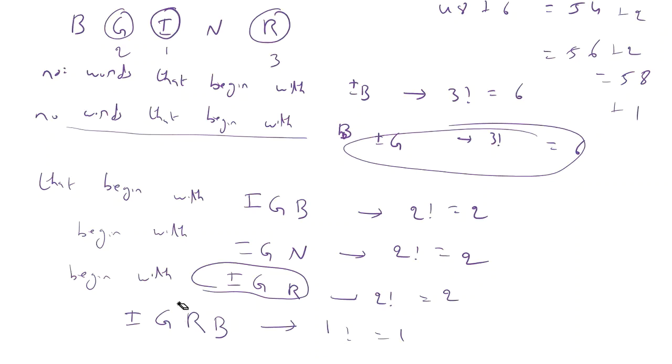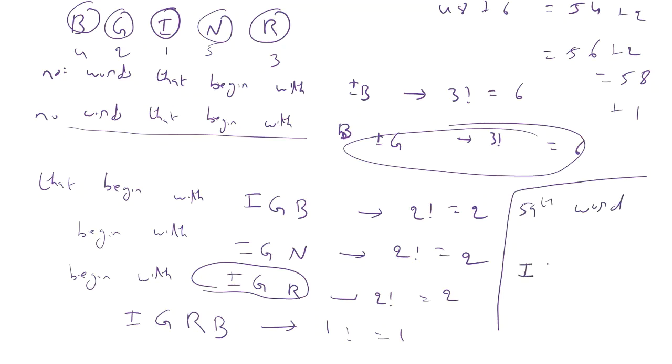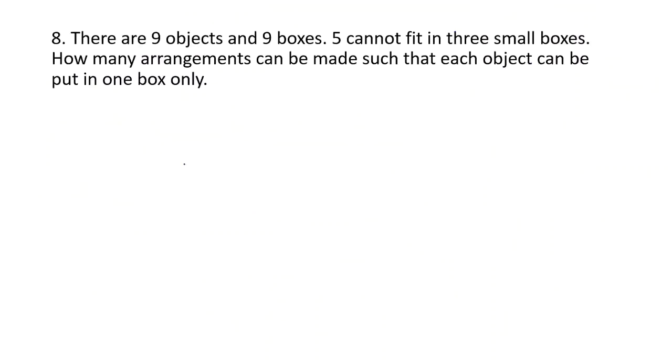So the required word is going to be, the fourth letter is B, and therefore the fifth letter is going to be N. Therefore the required word is going to be our 59th word. The first letter is I, the second letter is G, the third letter is R, the fourth letter is B, and the fifth letter is N.